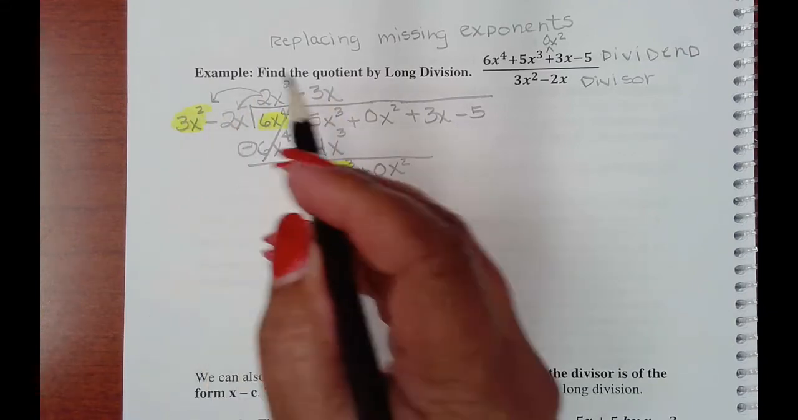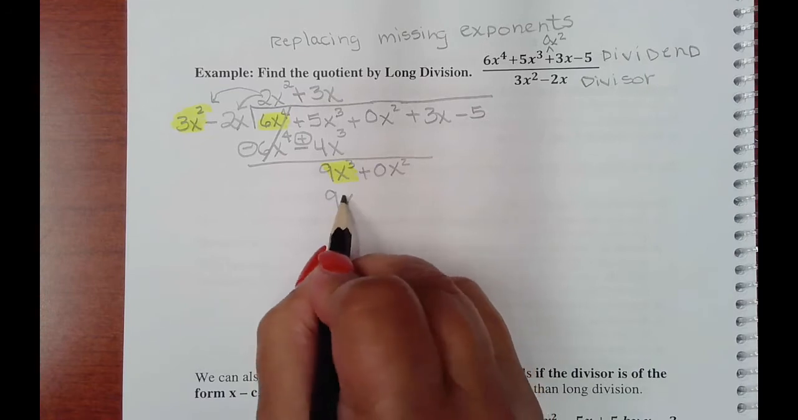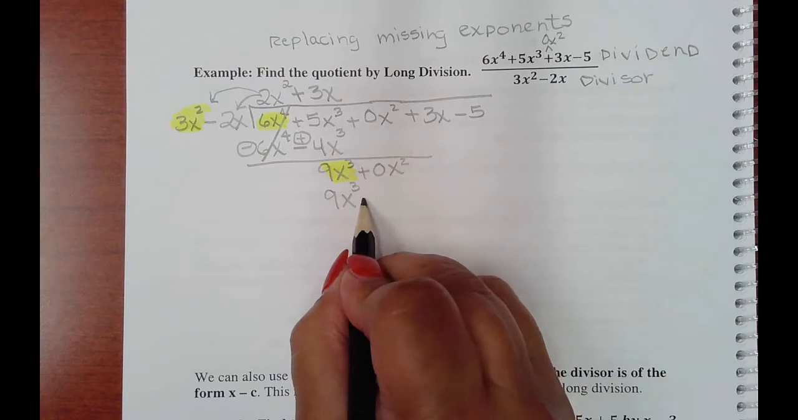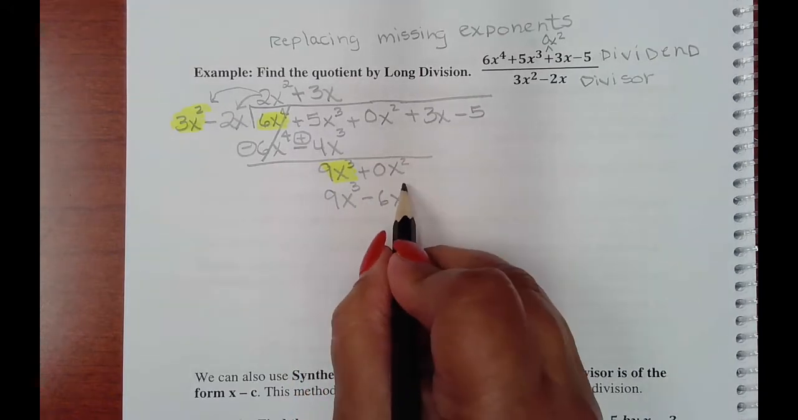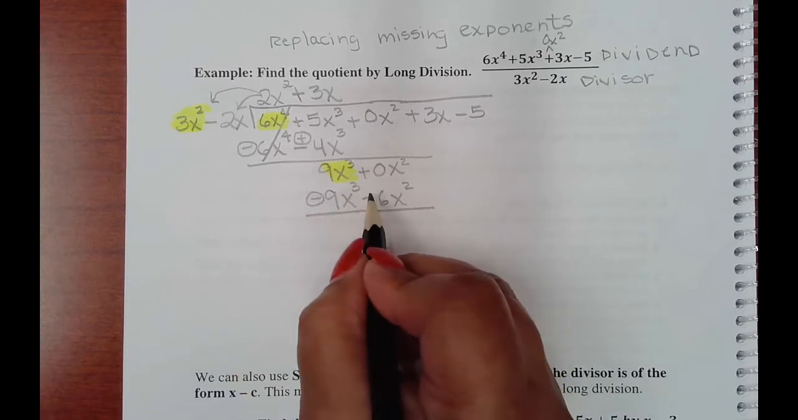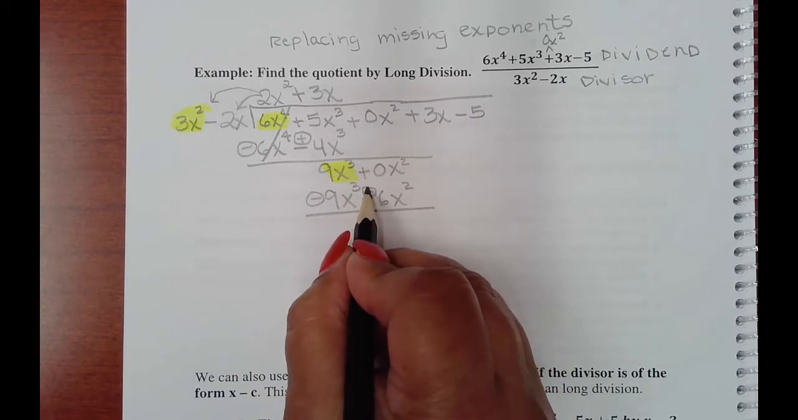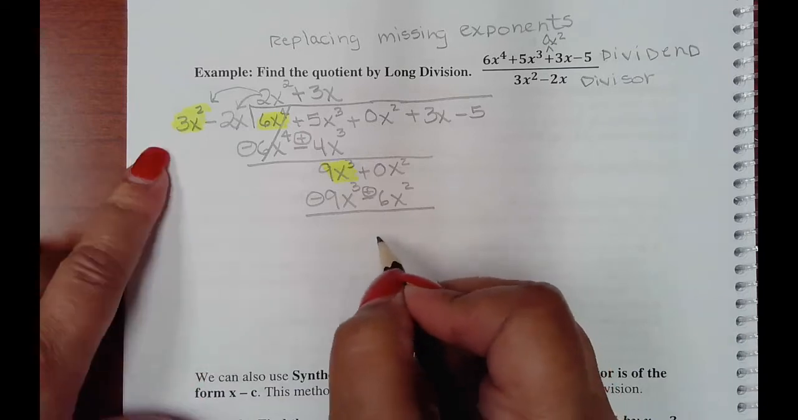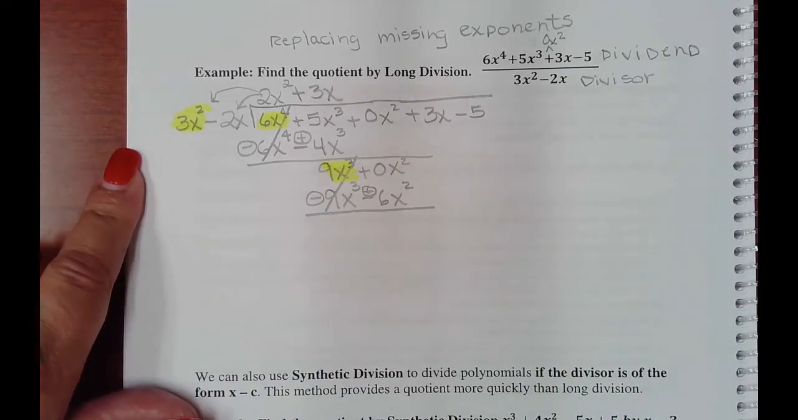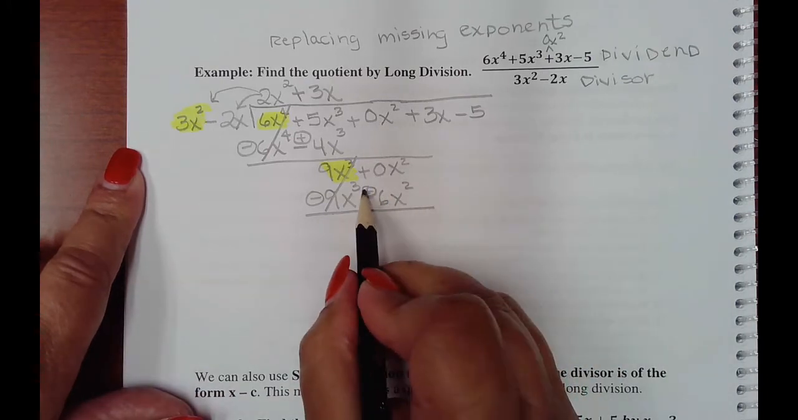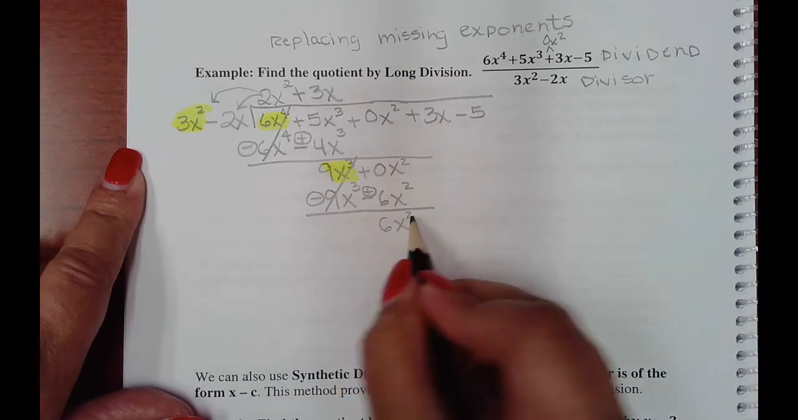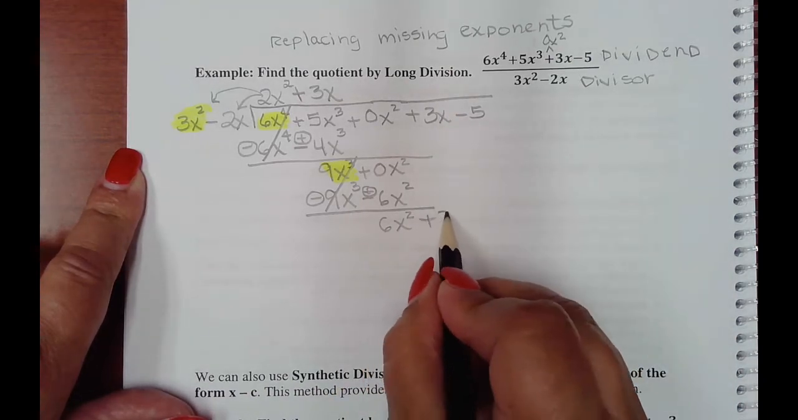So 3x times 3x squared would be 9x cubed. 3x times negative 2x would be negative 6x squared. And subtract that bottom row by switching the signs on the bottom row and then combining them with the row above. So 9, take away 9, that would be gone, your x cubed terms. 0 plus 6 on your x squared term would be 6x squared, and drop down one extra term.